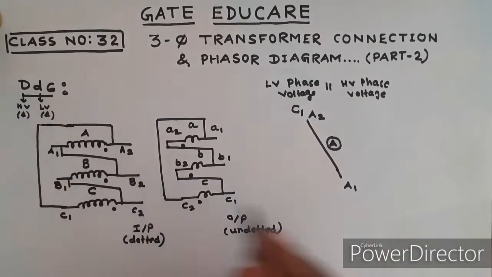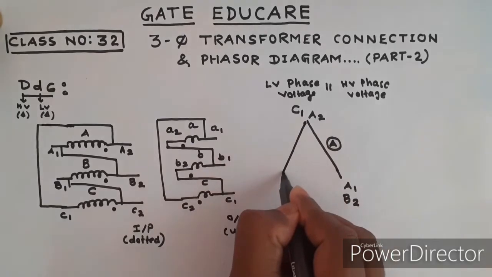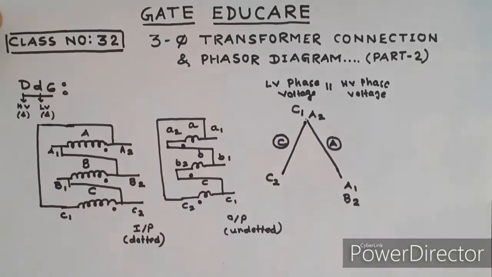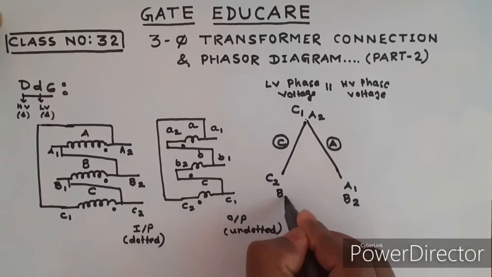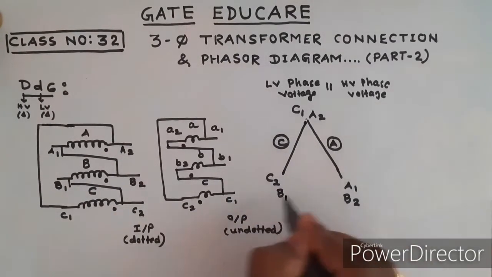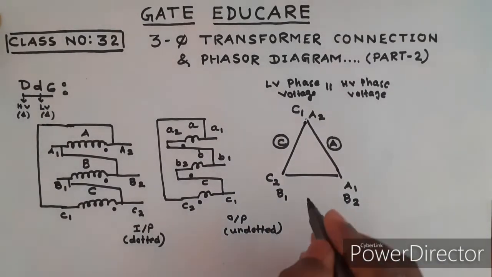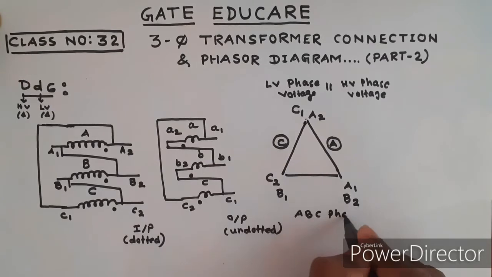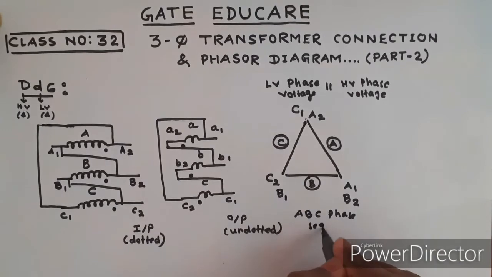A1 is connected to B2. Now C1 and C2, the phasor diagram will be like this. C1, C2, this is your C phase. Here C2 is connected to B1. And therefore the B1, B2 phase will be like this. Therefore this is the ABC phase sequence. This is the B phase. ABC phase sequence.